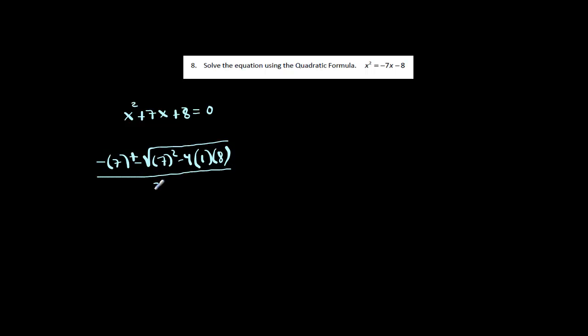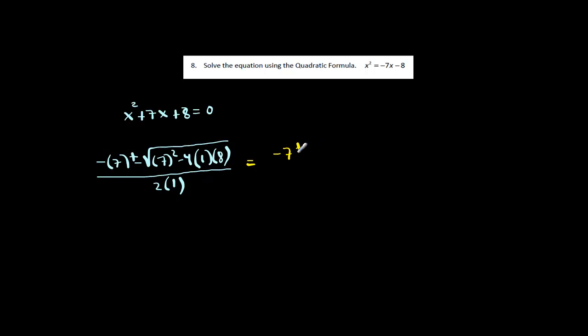Alright, number 8. They want us to use the quadratic formula, so let's get everything on the left side. That means we'll have to add 7x over, and then add the 8 over. So the opposite of b, plus or minus, square root b squared minus 4ac, divided by 2a. Simplify this now.